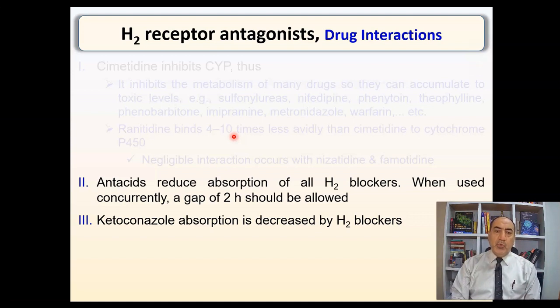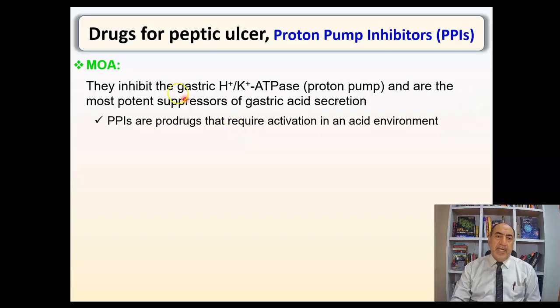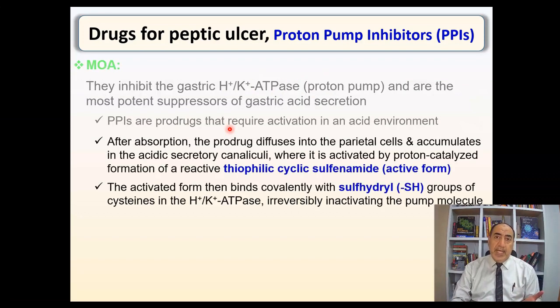absorption of ketoconazole. The second class of drugs used for treatment of peptic ulcer is the proton pump inhibitors. Mechanism of action: they inhibit gastric proton potassium ATPase, also known as the proton pump, and are the most potent suppressors of gastric acid secretion. Overall, of all the classes we talked about, this is the most potent one. They are prodrugs. They require activation in the acidic environment, which is a good thing. So you need an acidic environment.